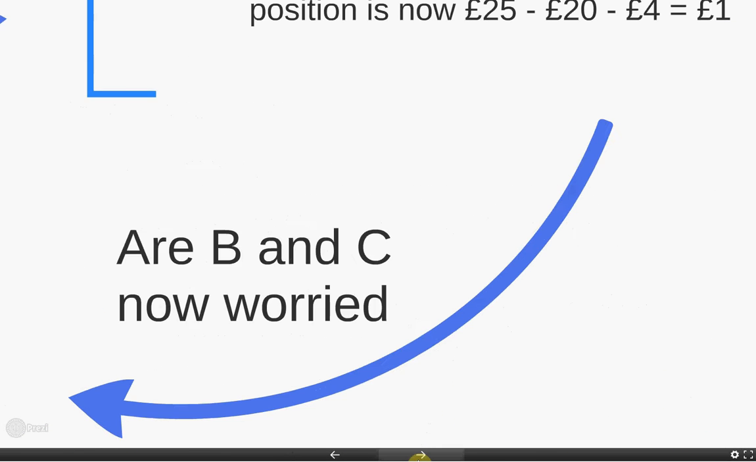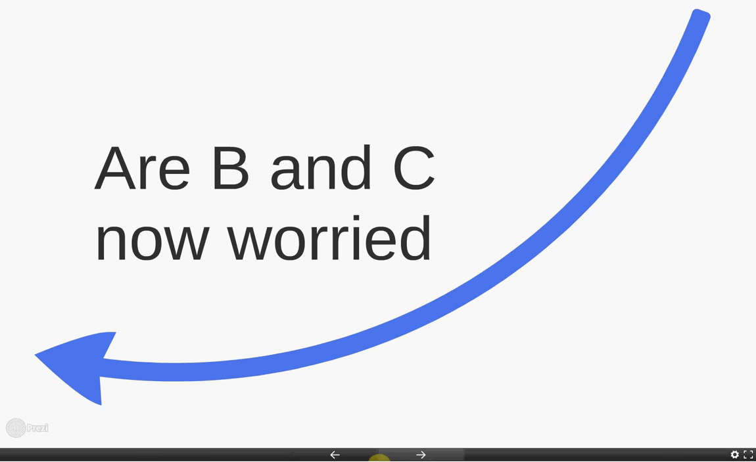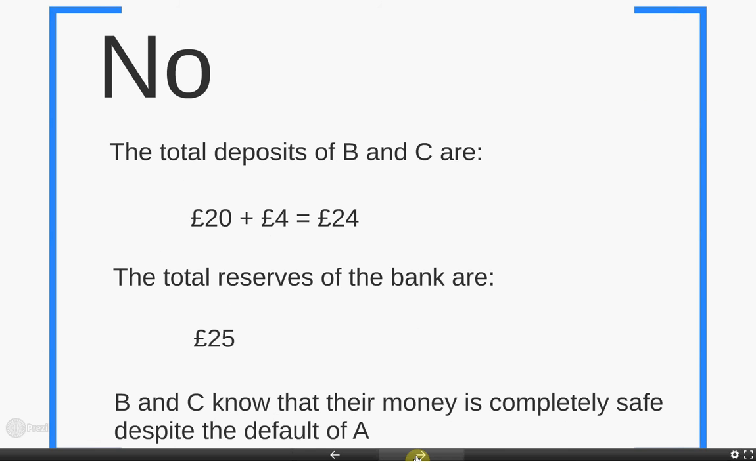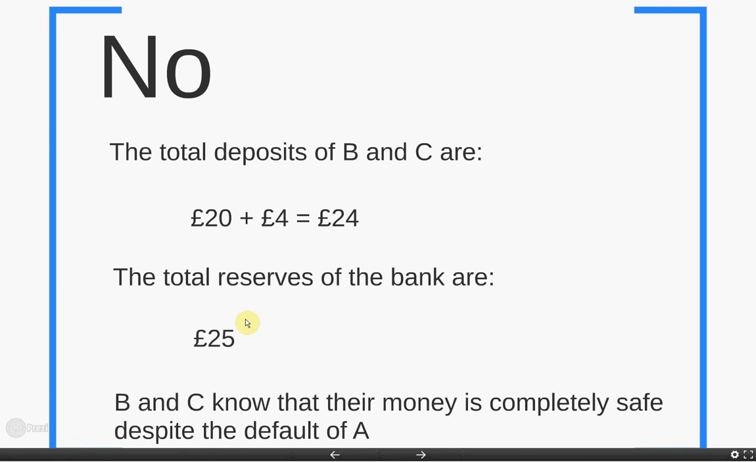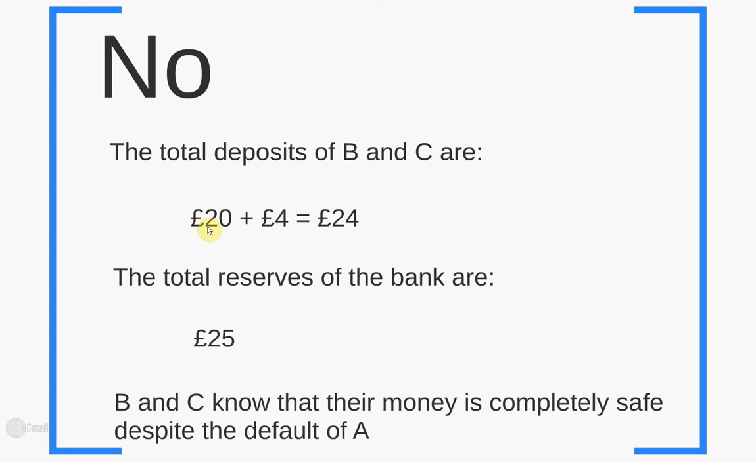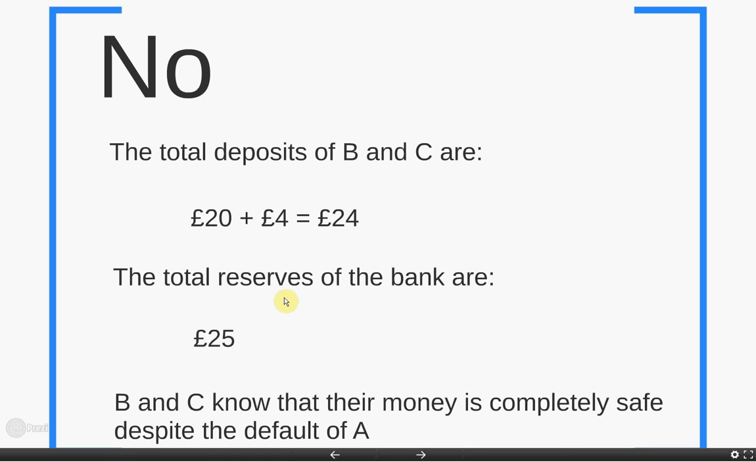Okay? So are B and C now worried? So fundamentally the bank has lost money. The bank has lost its money because its debtor A has defaulted. So should B and C be worried? And the answer is no, because the total deposits of B and C are 24. So the total reserves of the bank are 25. So B and C know that their money is completely safe despite the default of A, because there's still more physical cash in the bank than the total of their deposits. So both B and C can take all their money out of the bank, and the bank will not run out of money.